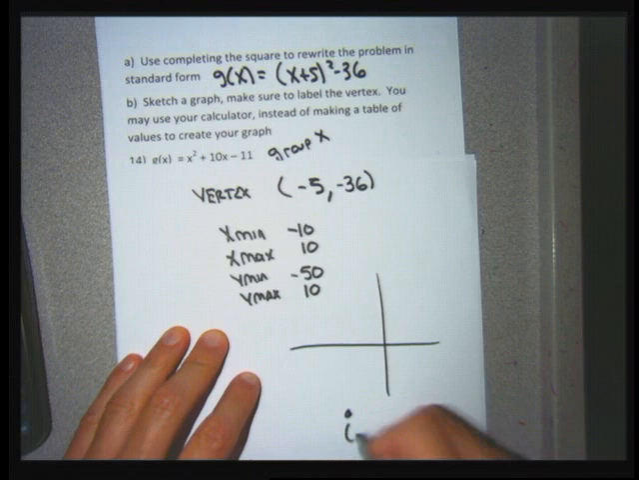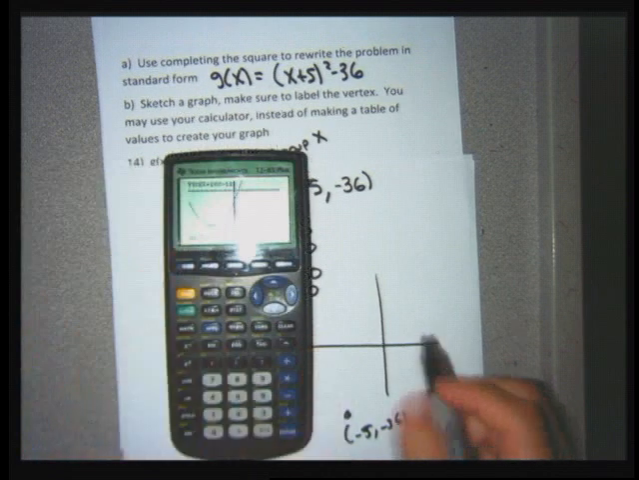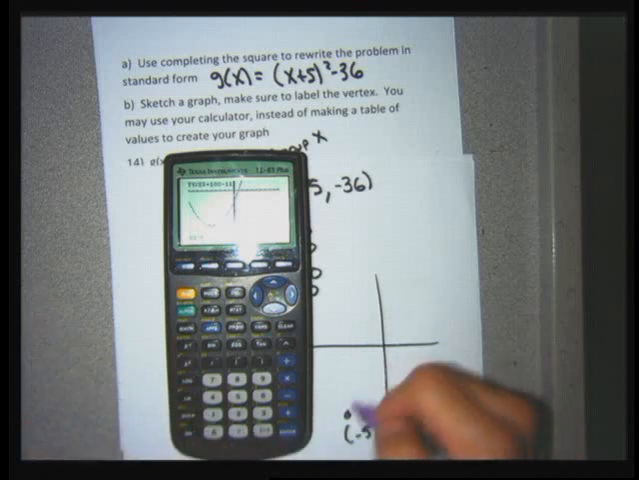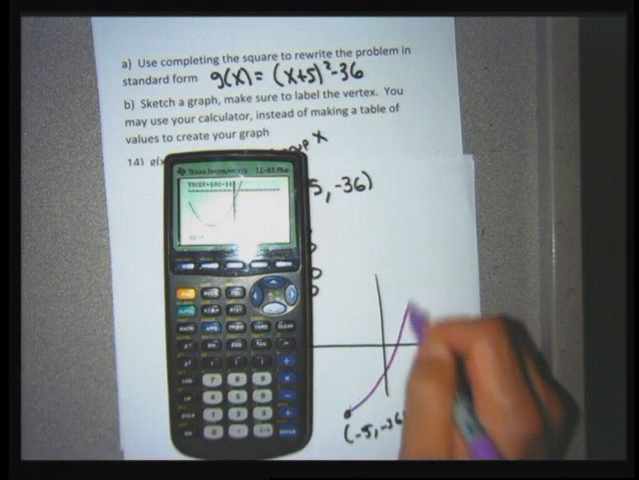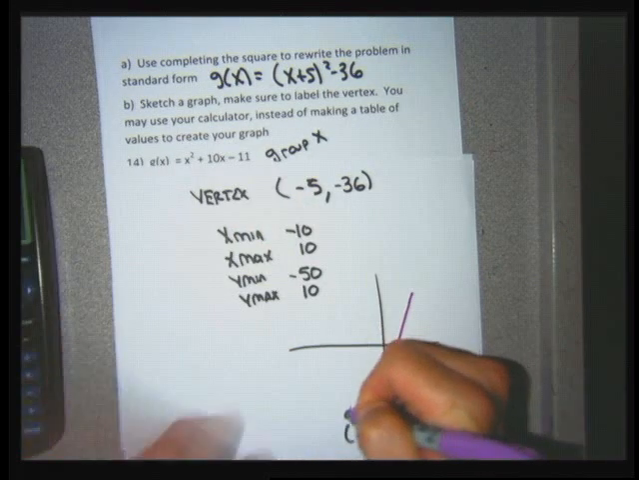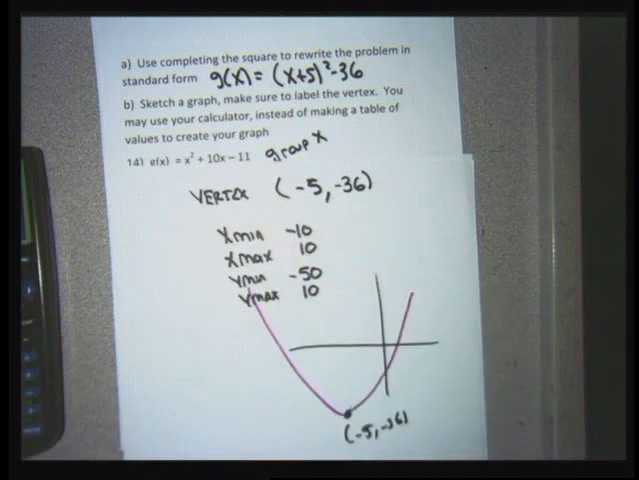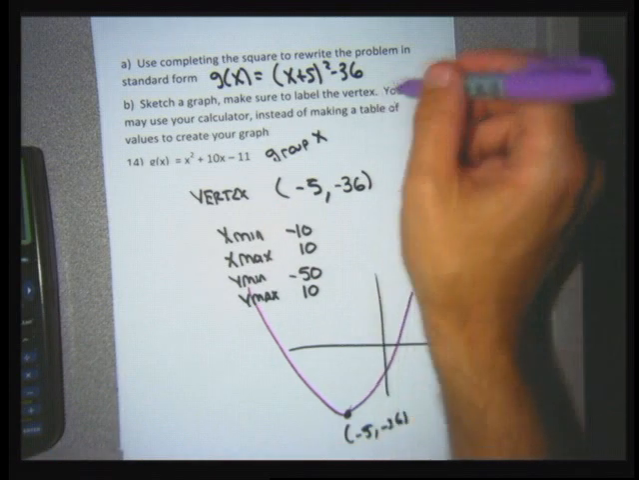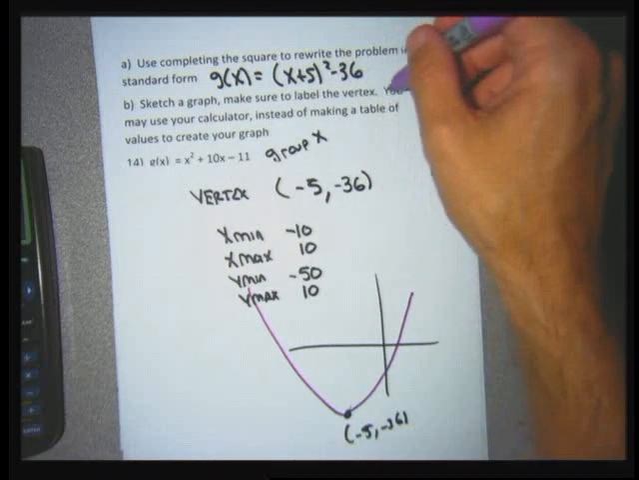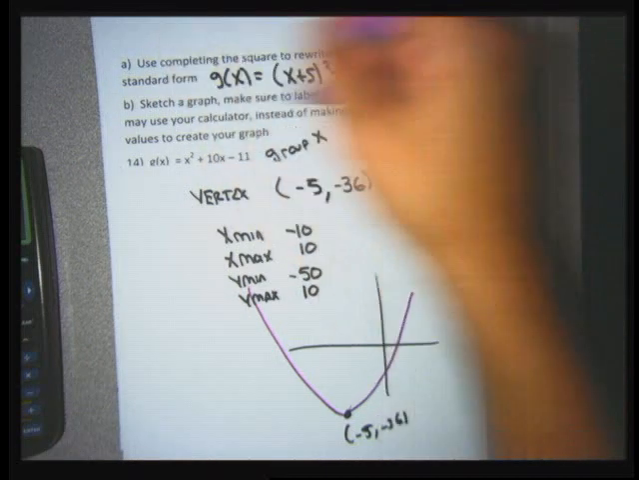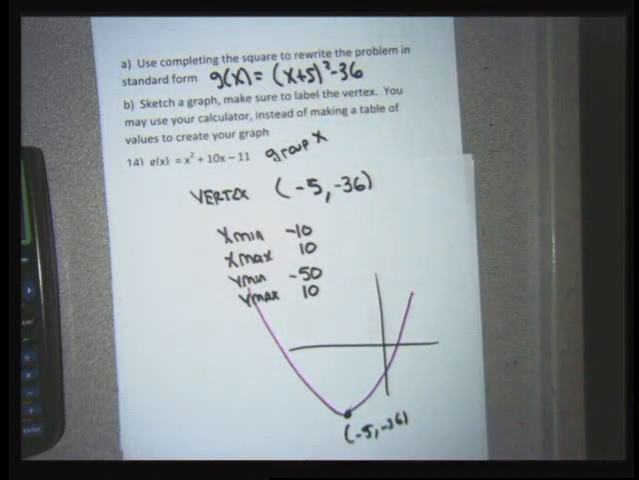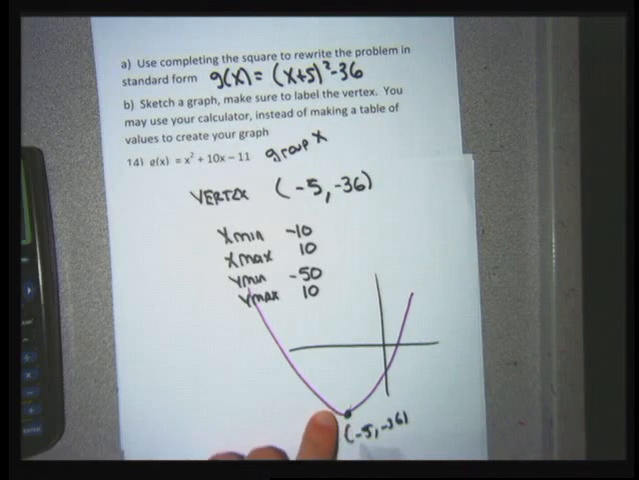Here's the point, -5, -36, and I'm just going to kind of sketch it a little bit. The graph looks like it goes something like that, and make it so it's symmetric. And that's all the accuracy. So I said you can sketch a graph, make sure to label your vertex. You may use your calculator instead of making a table, meaning I don't care how accurate your graph is here as long as it looks kind of like the function and has the vertex labeled.